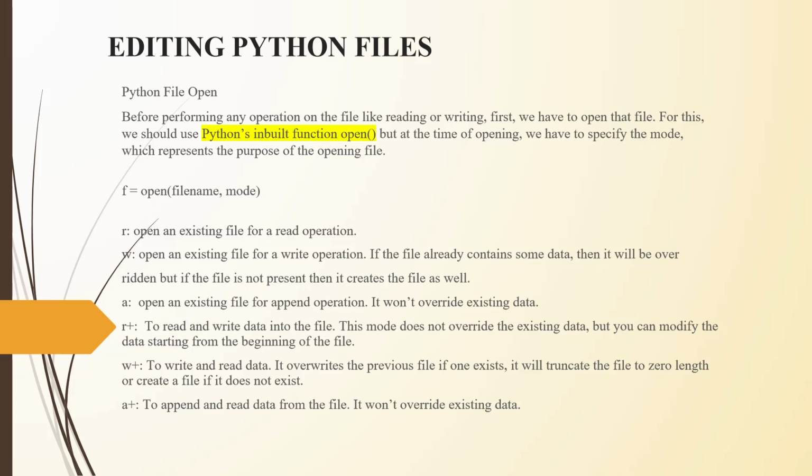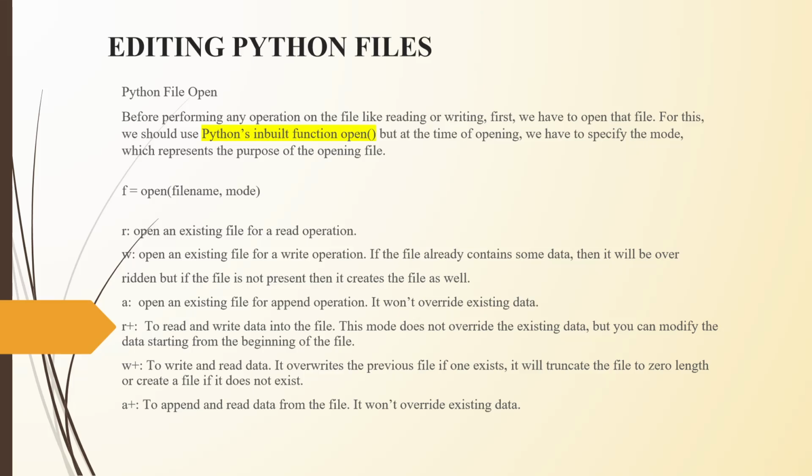Here's the basic syntax for opening a file. File name: this is the name of the file you want to open. Mode: this defines the purpose for opening the file. Here are the common modes used with the open() function.